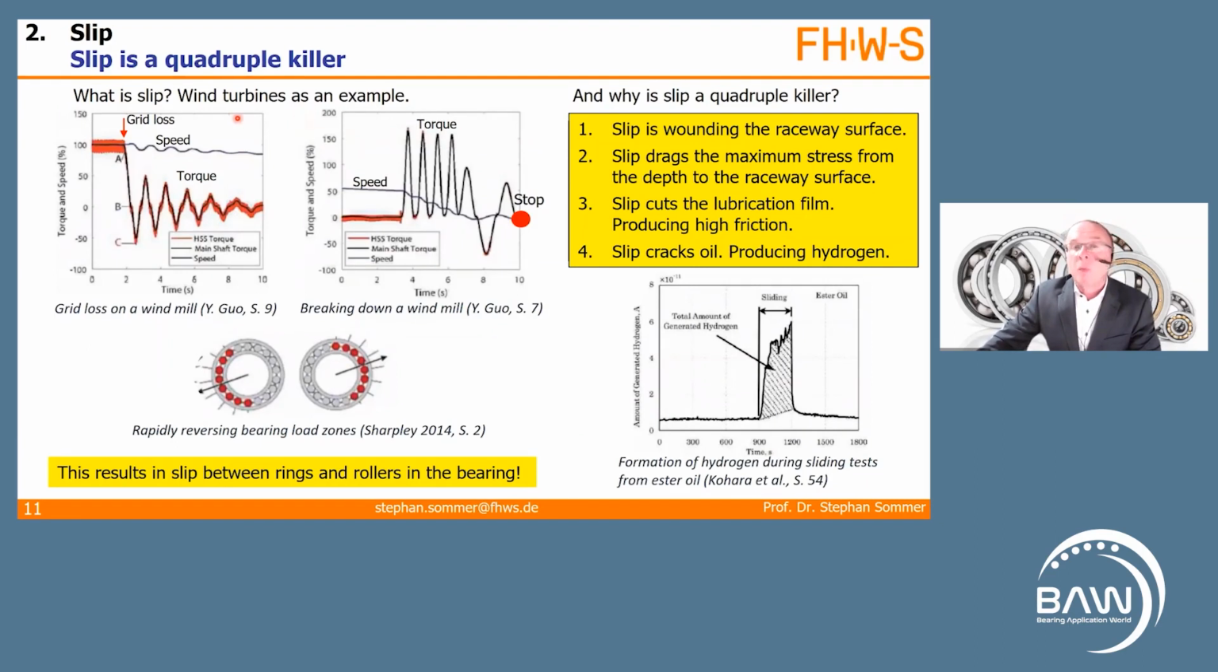Well, let's go to a wind turbine and have this as an example. The wind turbine is running at 100% speed and 100% torque. Suddenly a grid loss happens. Now the wings of the wind turbine have to be pitched out of the wind. That means the wings rotate to turn the wing profile out of the wind. This rapidly reduces the torque and the speed starts to fluctuate a bit. A little bit fluctuating speed, but rapidly decreasing torque.